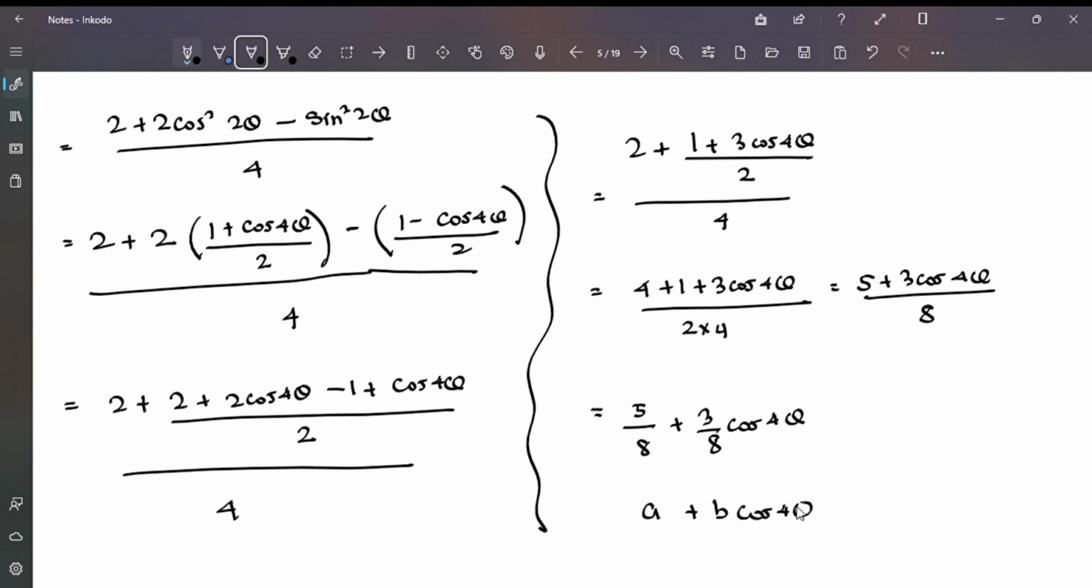Now this is like a plus b cos 4 theta. They are asking you to find the values of a and b. So a is equal to 5 over 8, b is equal to 3 over 8.